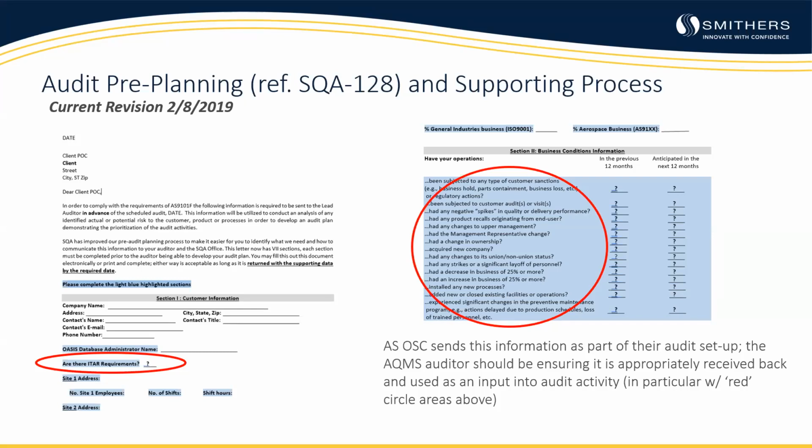The next circled item pertains to business condition information. And there's a lot of specific questions that we're asking the client in this section that could be pertinent to where we take various audit trails. Just some examples that I would point out. The first one, negative spikes in quality or delivery performance. That's certainly something we want to know in advance. Any change with the management rep. We see that from time to time. Any decrease in business. And maybe those are audit trails we go down as to how it's affected various processes within the client's overall AQMS.